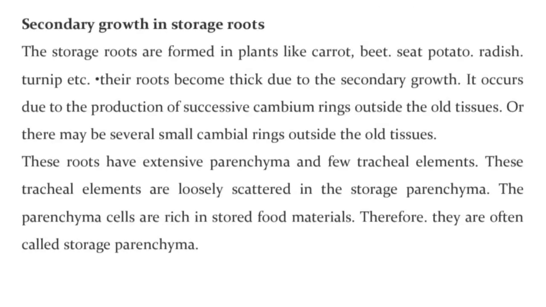Secondary growth in storage roots. The storage roots are formed in plants like carrot, beet, sweet potato, radish, turnip etc. Their roots become thick due to the secondary growth. It occurs due to the production of successive cambium rings outside the old tissues. Or there may be several small cambial rings outside the old tissues. These roots have extensive parenchyma and few tracheal elements. These tracheal elements are loosely scattered in the storage parenchyma.